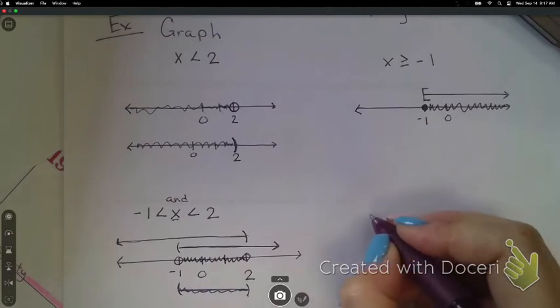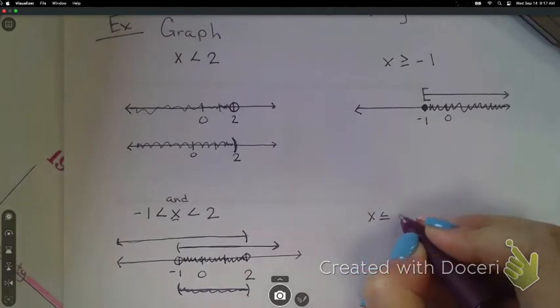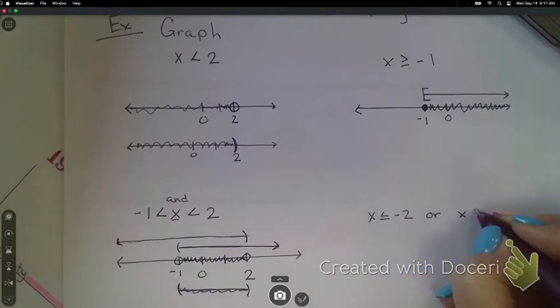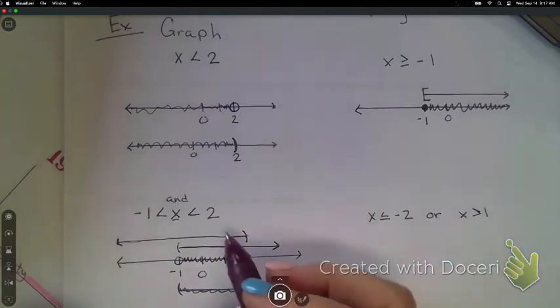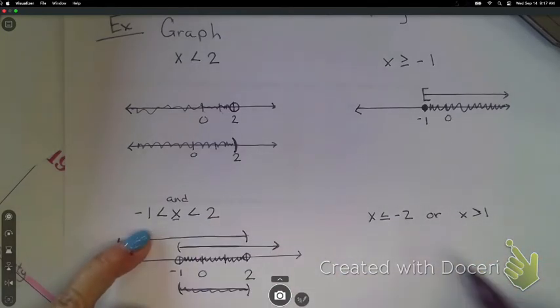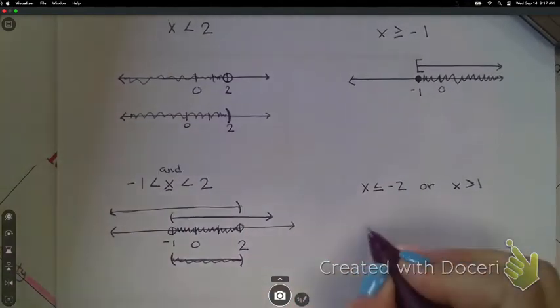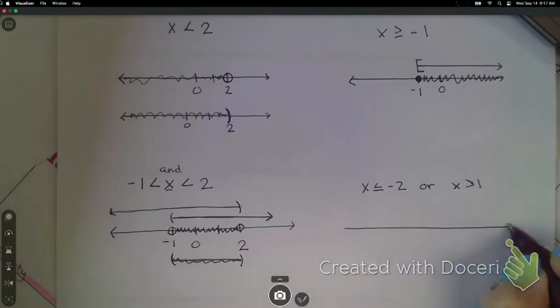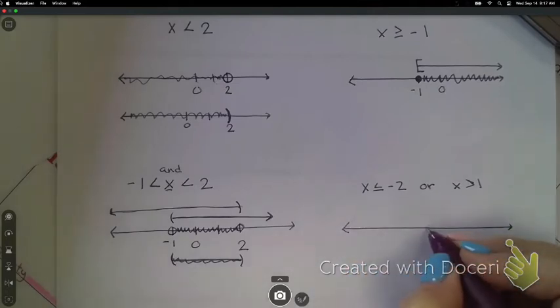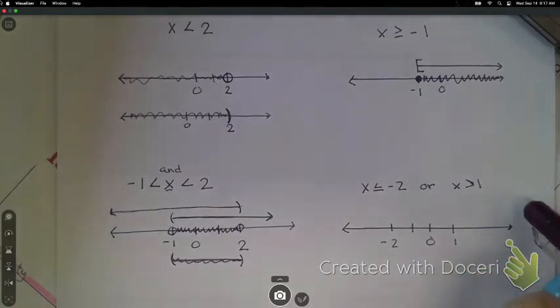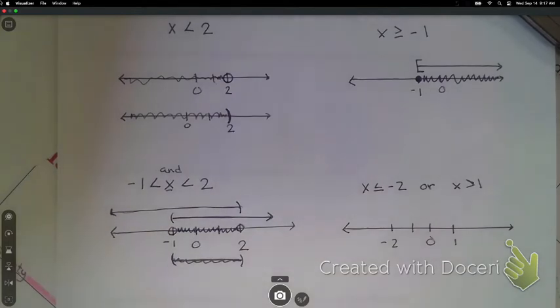So what about x is less than or equal to -2 or x is greater than 1? On the and, both conditions had to be met, right? But on the or, do they both have to be met? Nope. So let's graph them. So again, we still need -2 and 0 and 1. What's past the or? Greater than 1.